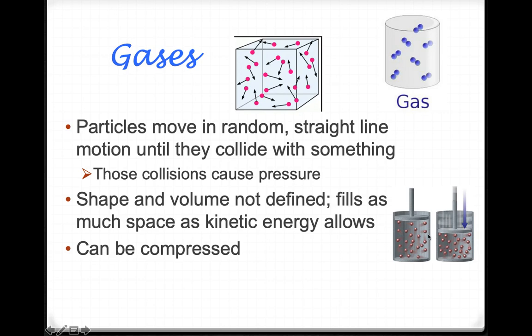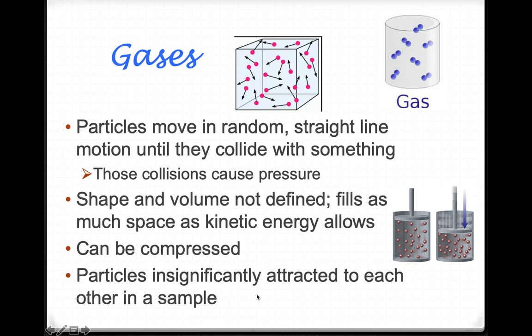As I mentioned, so here's a visual example. This is a piston of some kind. Could be a piston chamber in an engine or somewhere else. But here's my gas sample. Because there's so much space between the particles, I can force those particles to go closer and closer together, which maybe you can imagine is going to cause more pressure because there's more collisions because there's less space.